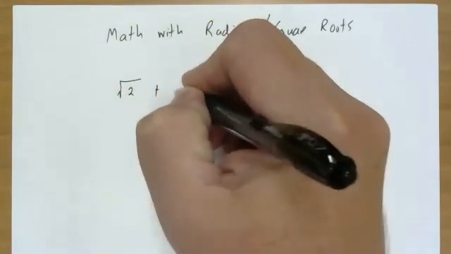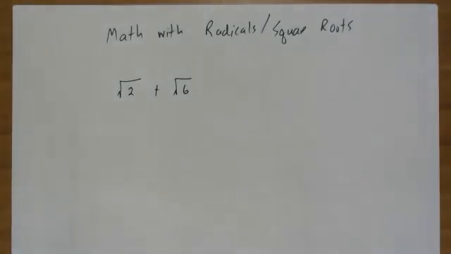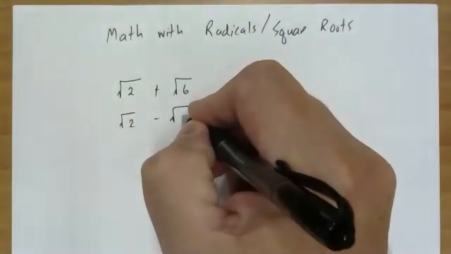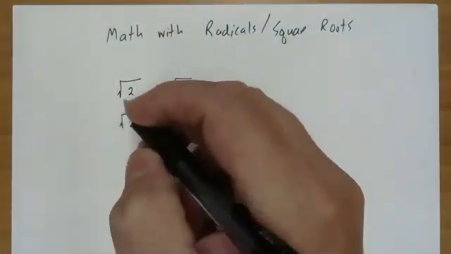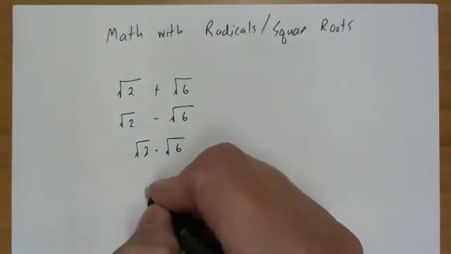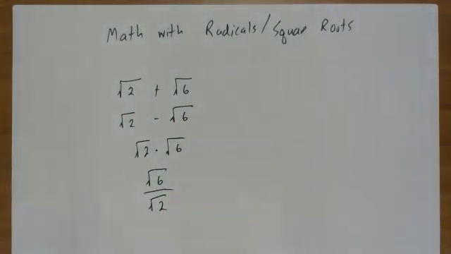So I'm going to take two very simple square roots. First here, we can add them or we can subtract them. We can multiply them or divide them. So the four basic functions of math. So what are the rules? How does this work when we have square roots?